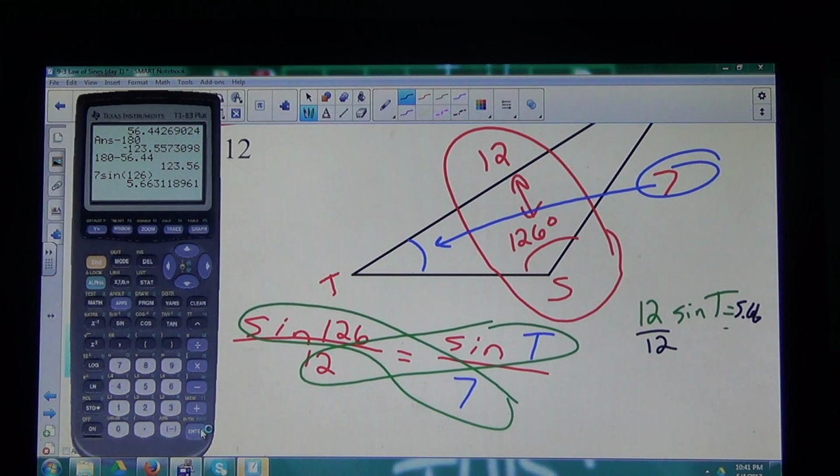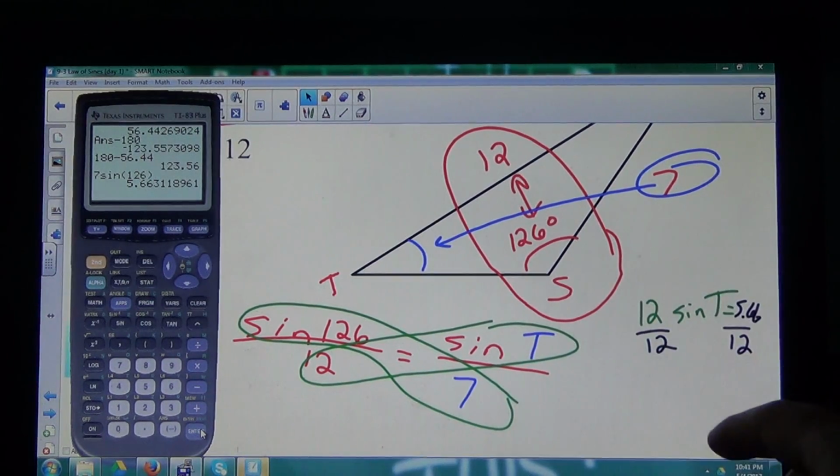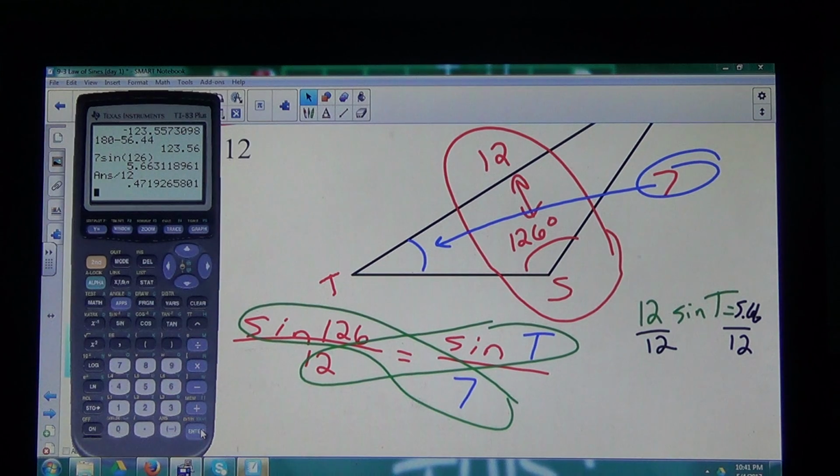I divide both of them by 12. Since I'm dividing by 12, it's better to not round your answer, so I would just hit divided by 12 on my calculator. So now I'm left with this decimal. Okay, so now the 12s cancel. I'm left with the sine of t equaling like 0.47.